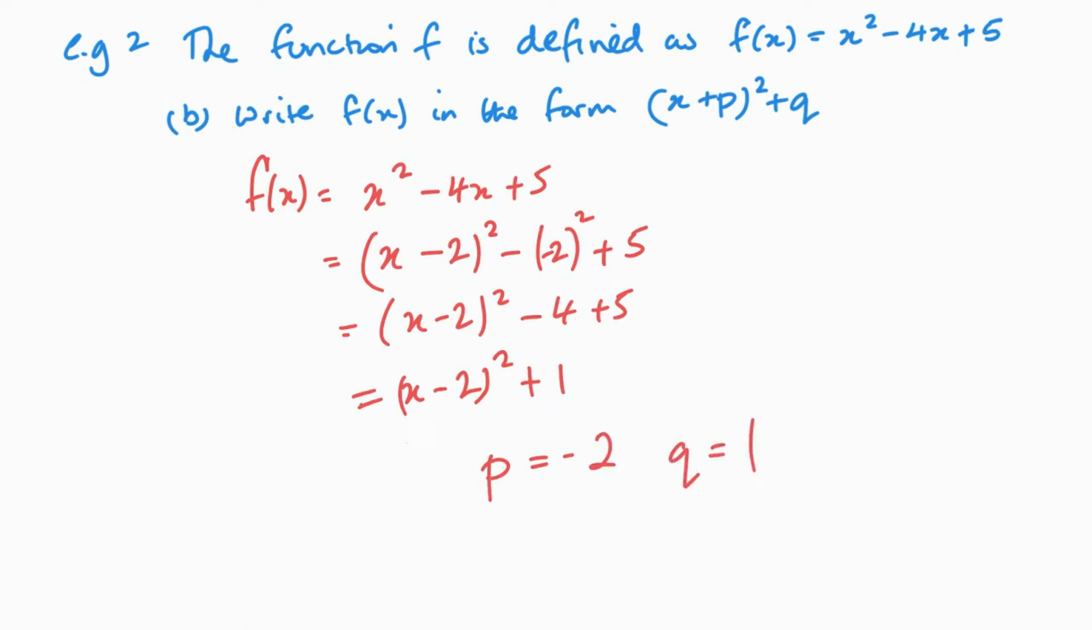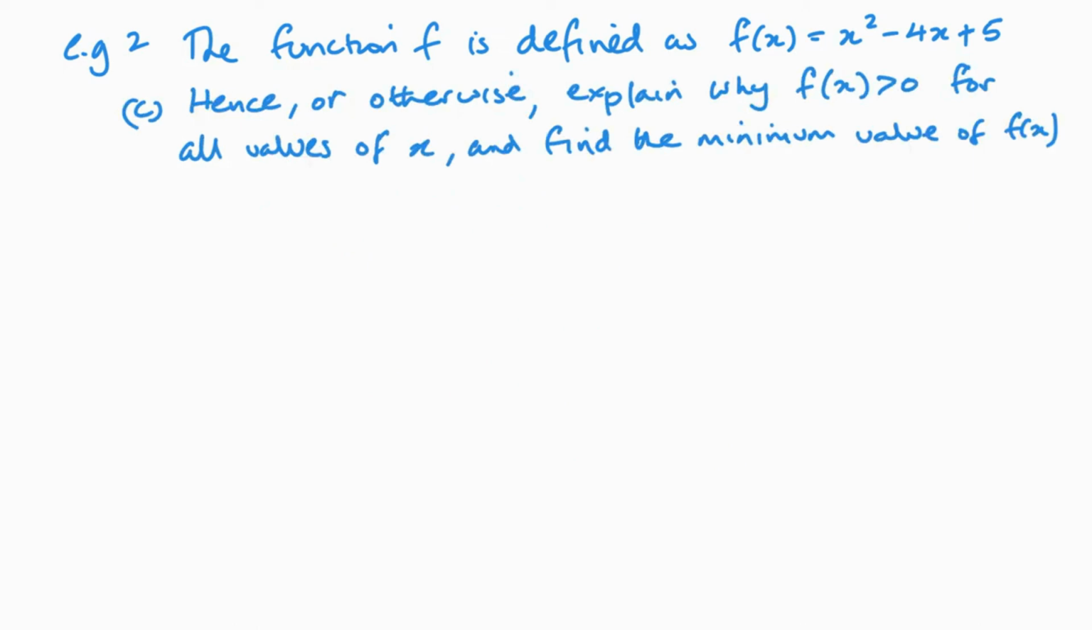Let's have a look at part C now. When we see "hence or otherwise", that's basically telling us that one of the previous parts of the question will make it easier to answer this part. In the previous part, we had (x minus 2) squared plus 1. That was what my f of x was. Now it's asking me to show that f of x is always greater than 0.